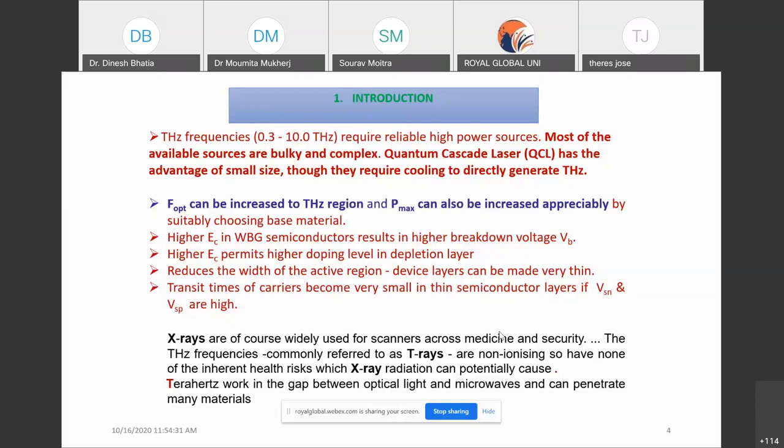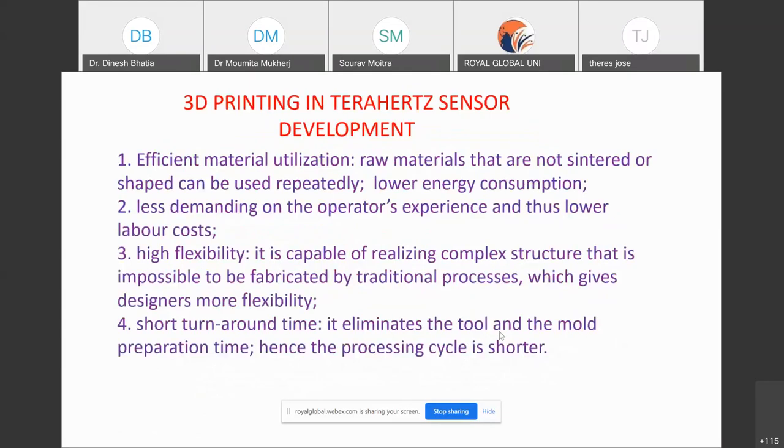Now, from the biomedical application point of view, it is important because, as biomedical engineers, we all know that X-ray is ionizing radiation and it causes damage. If we use it again and again, it can cause damage to the cell. So if we can replace it with a suitable terahertz source and detector system, it will be very advantageous for mankind. So we have started and done some work in this direction.